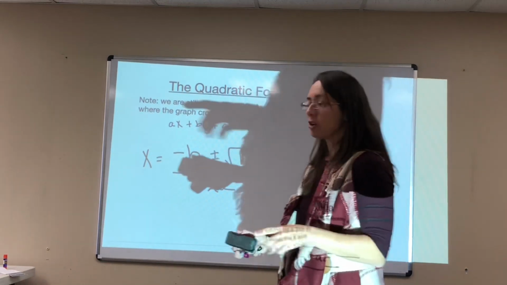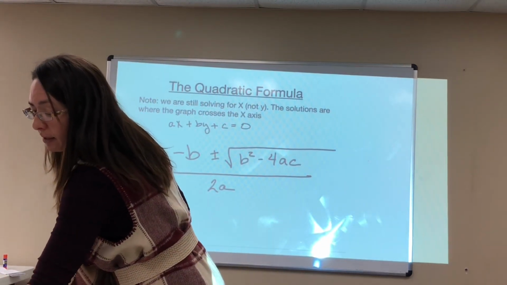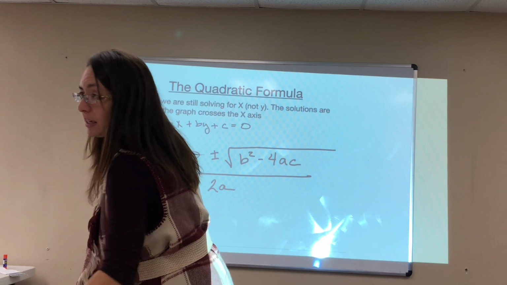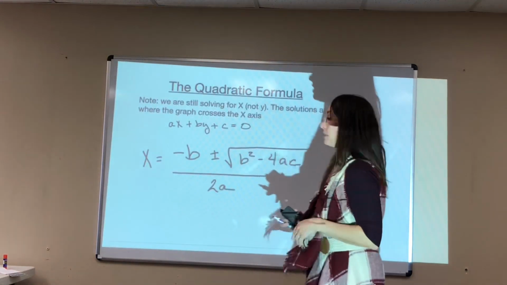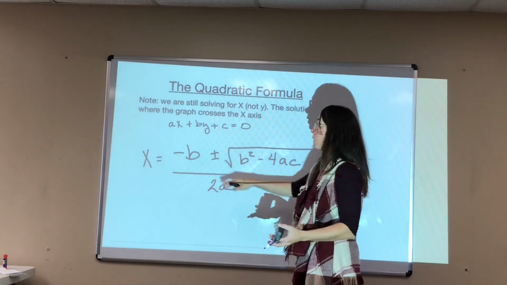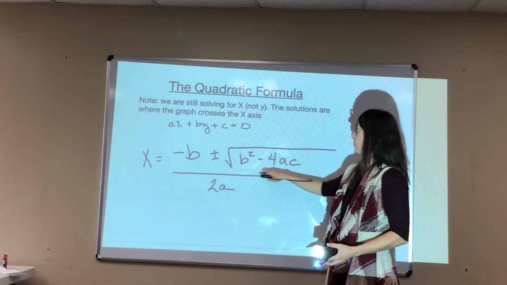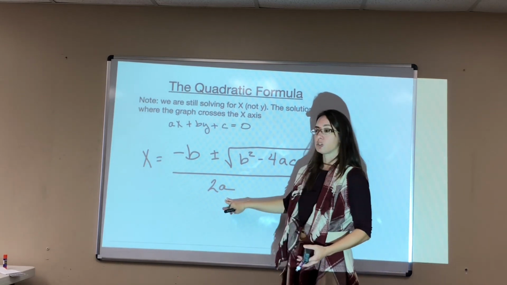Okay, so the quadratic formula, we always need to make sure that we identify them with our A, B, and C value. It's identified on your notes there. Once we have our values identified, we're just plugging them in. Negative b plus or minus square root of b squared minus 4ac over 2a.